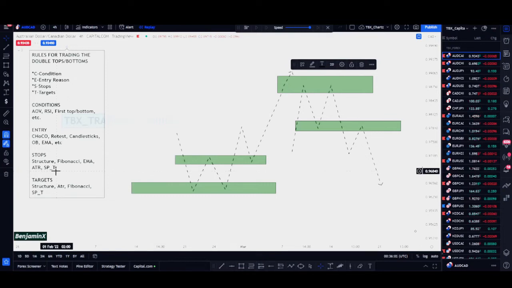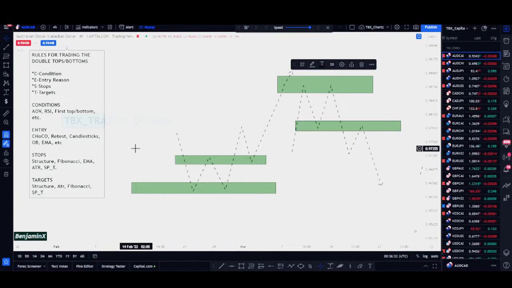Specific stop loss. Some people use a stop loss of 30 pips, like specific pips for stop loss. They don't place a stop loss anything below 30 pips, all this kind of stuff. If that's what you like, you can also use that. Now our targets, you can also use your structure, ATR, Fibonacci, and specific target, your choice.